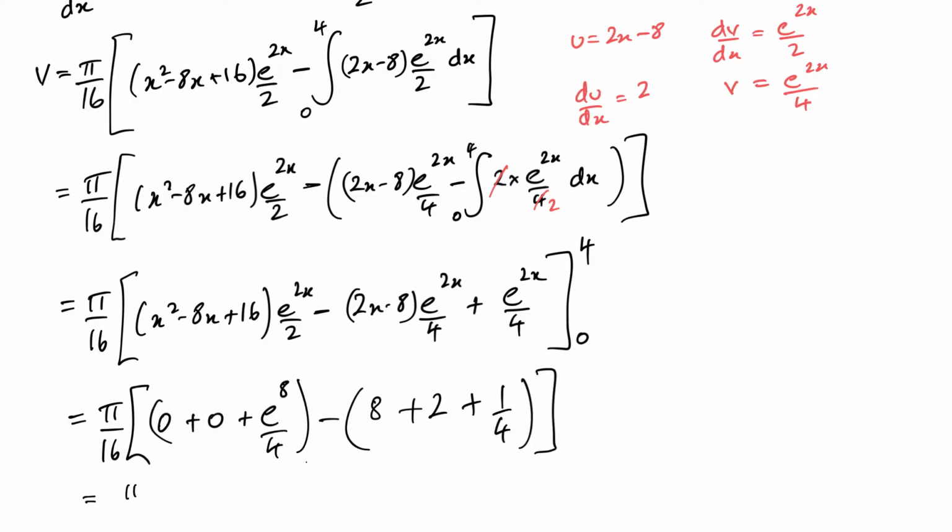So we're now looking at pi by 16, e to the 8 over 4, and then we've got a constant and raised. So this is 10 plus 1/4, which gives me 41/4.